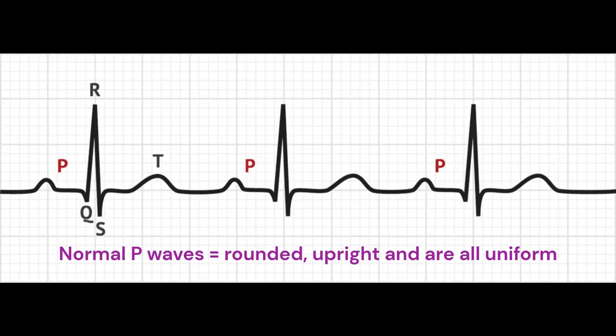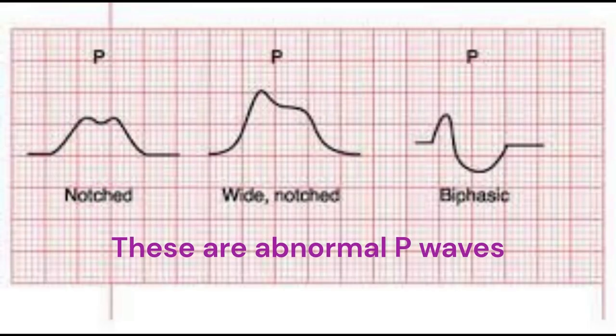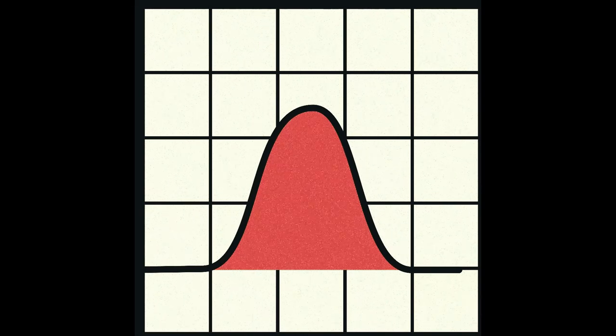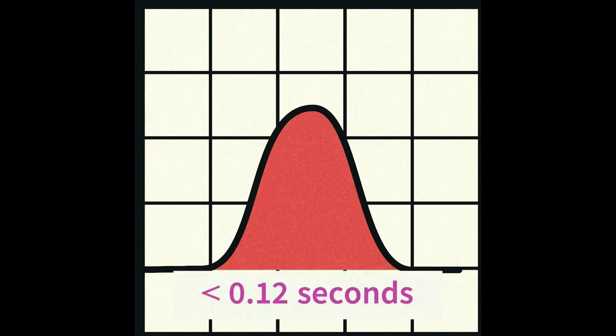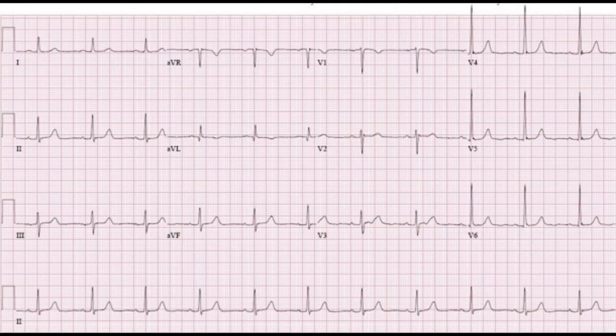On an EKG strip, P waves typically appear as small, rounded, and upright deflections that precede the QRS complex. The amplitude, duration, and shape of P waves can provide valuable information about the underlying cardiac rhythm and the health of the heart. Normal P waves typically have a duration of less than 0.12 seconds, or less than 3 small squares, and an amplitude of less than 2.5 millimeters, or less than 2.5 small squares. They are usually upright in leads 1, 2, and AVF, but may be inverted in AVR.